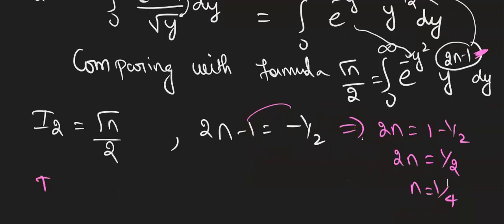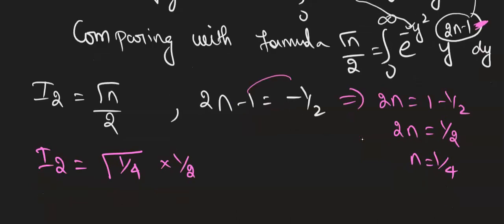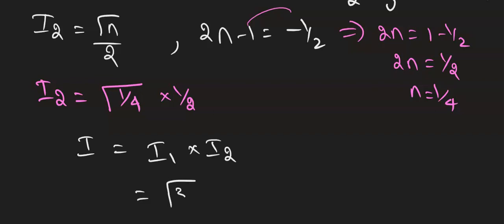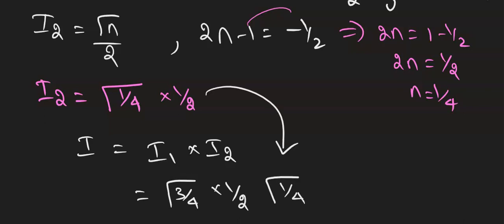So what is your I2? Gamma of 1 by 4 by 2, or I can write it as 1 by 2. In your question, we have two terms, which is I is equal to I1 into I2. Your first answer is gamma of 3 by 4 into 1 by 2. Your second answer is here, gamma of 1 by 4 into 1 by 2. So 1 by 2 into 1 by 2 will become 1 by 4.